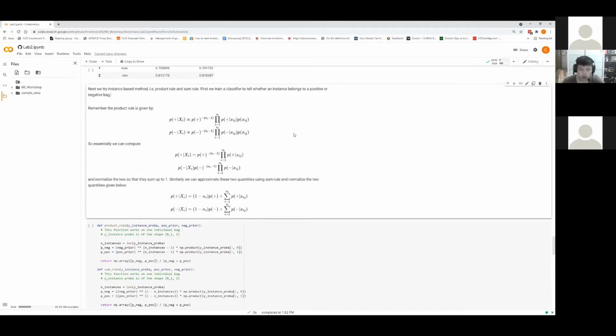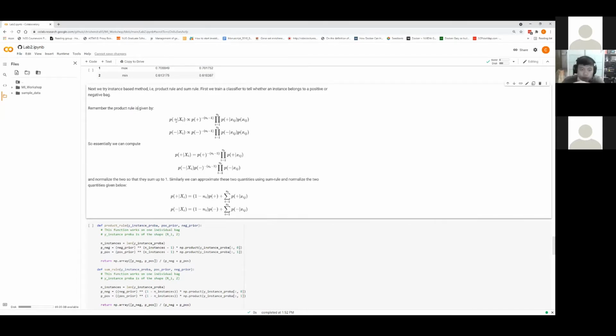So now we're going to train an instance-based classifier. If you don't remember the various rules that we can use to do that, here I've copied the equations from the slides. Basically the quantities that we need to compute. So we're going to try this thing called the product rule.